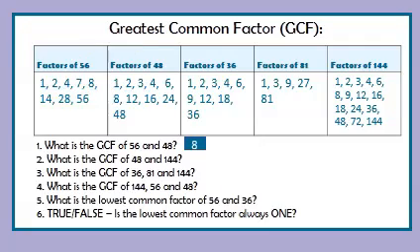Now let us see the greatest common factor of 48 and 144. So the common factors here, you have 1, 2, 3, 4, 6, 8, 12, and 16. And you have here 24 and 48. So those are the common factors, but the greatest common factor is 48.